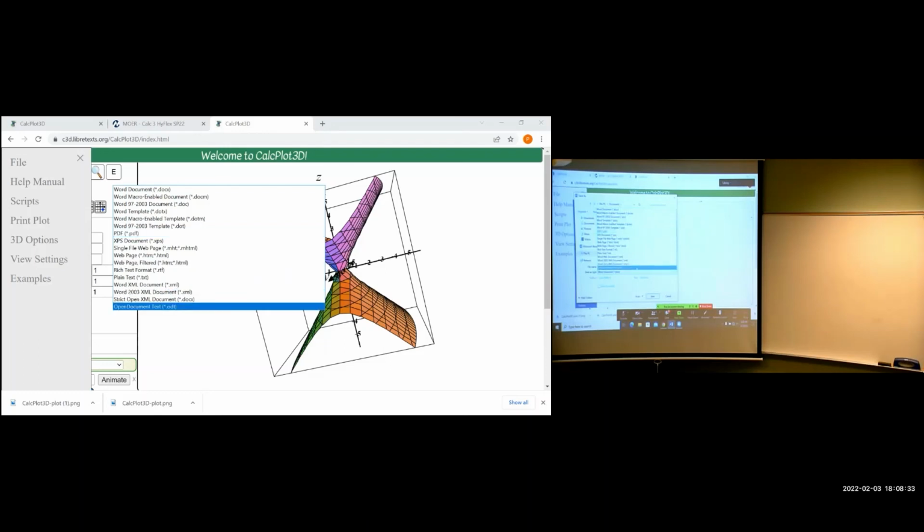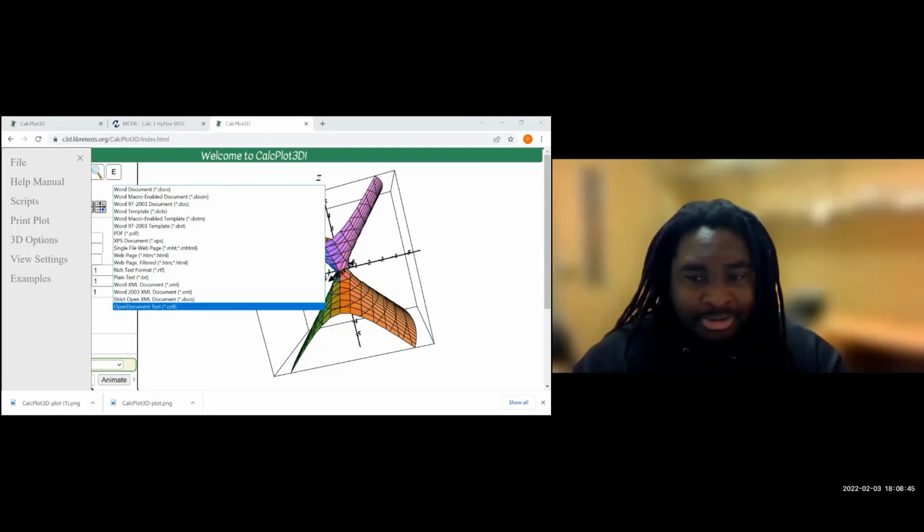When you export as a PNG, obviously you want us to orient. What was the question that was asked? We'll work out the system.